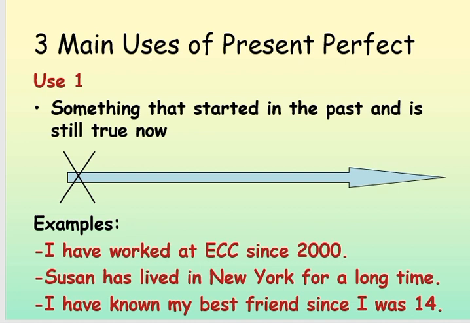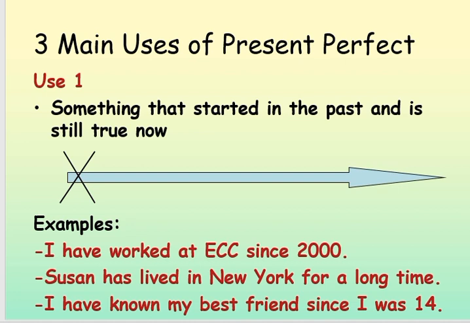Main uses of present perfect. We are gonna talk about the three main uses of the present perfect tense. The first use is something that started in the past and is still true now. I have worked at ACC since 2000. Okay, in 2000 I started working there. Up to now I work there.